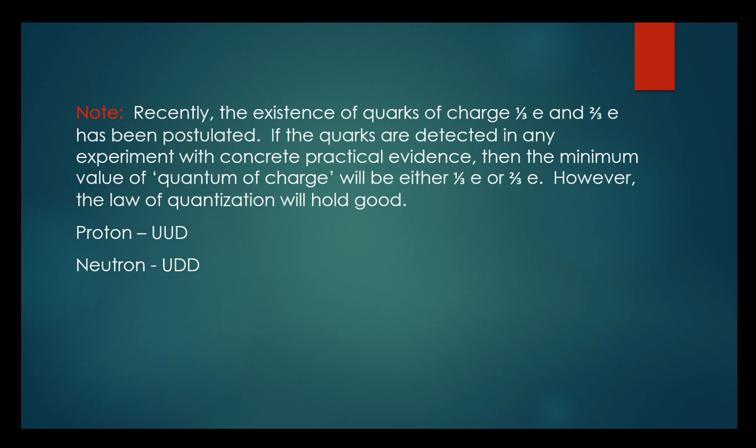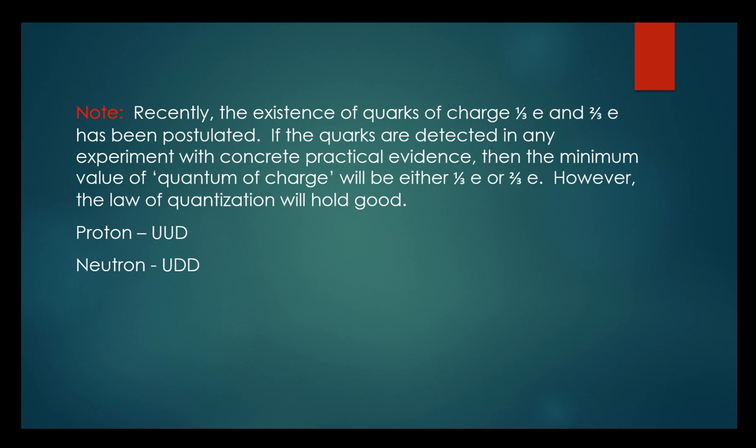Even if we have concrete practical evidence for the existence of quarks, even if the quantum of charge changes to 1 by 3 or 2 by 3, still the quantization of charge will hold good. Why? Because in real life we don't have charging of a body by transfer of quarks, we have charging of a body by transfer of electrons.